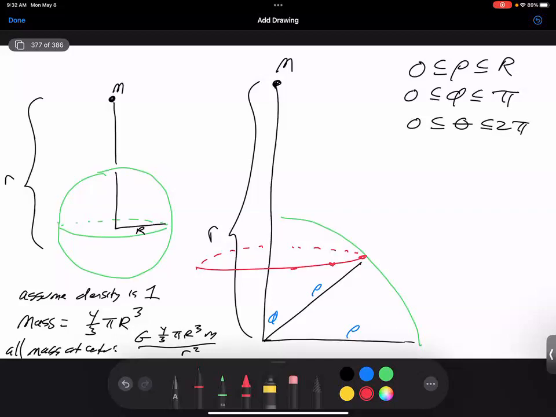Okay, so we need to figure out what is the force. So to figure out the force, I've got to figure out how far away am I? And I have to figure out what's the infinitesimal volume element where I am. And so what do you think the infinitesimal volume element would be around here? So we could do things in Cartesian coordinates, dx, dy, dz. What would that be in spherical coordinates?